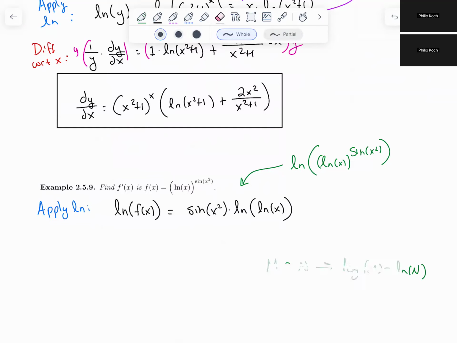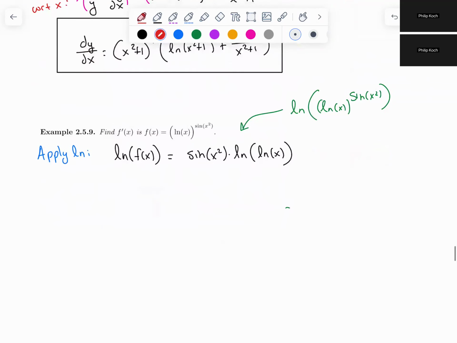Now that we've got that, now we can differentiate with respect to x. And once again, you don't need to write on a quiz or an exam the apply ln or the differentiate with respect to x. It's merely for our notes so that we can look back and say, okay, that's what I did. So differentiate with respect to x. That would be 1 over f of x times f prime of x by the chain rule. And then the derivative of the right-hand side, that is a product. So I'd like you guys to go ahead and compute that product right now. I'll slowly fill in details.